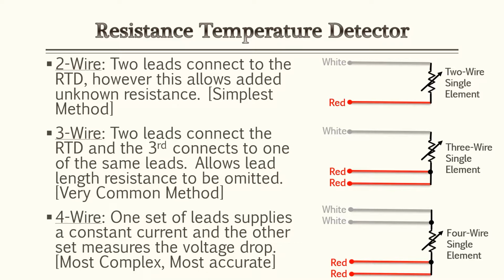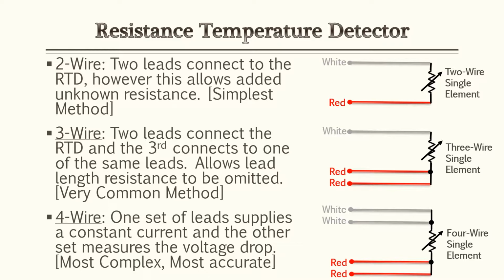What this allows you to do is measure between those leads and obtain the actual resistance of that cable. So you can actually negate it when you do your calculations for resistance. This provides actually a more accurate reading of your RTD. And it's actually a very common method.